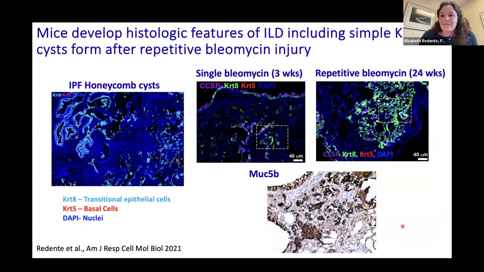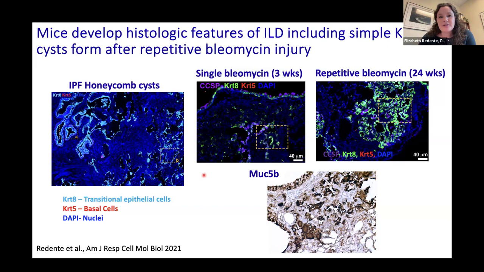The other thing that's left us very excited about this model is that it is also developing histological features of ILD, including the formation of simple KRT8 positive cysts. On the left is an example from an IPF lung where we can see these cysts forming. They are filled with these KRT8 positive transitional epithelial cells.